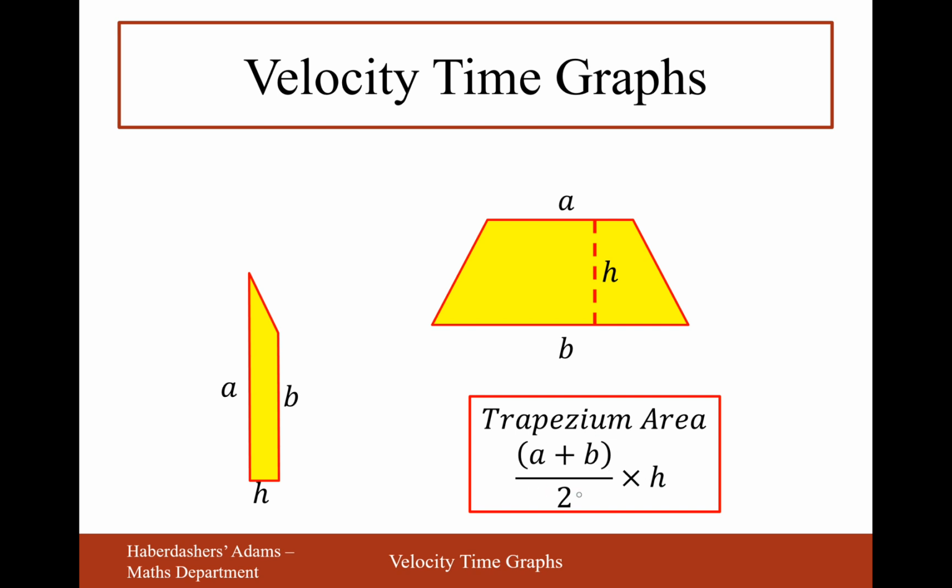What we're effectively working out in this bit of the formula is the average height of the bar, or the average speed that someone would be travelling at in our case. Then it'd be add them together, divide by 2, and then it'd be times by height. In this case, it would be times by the time.